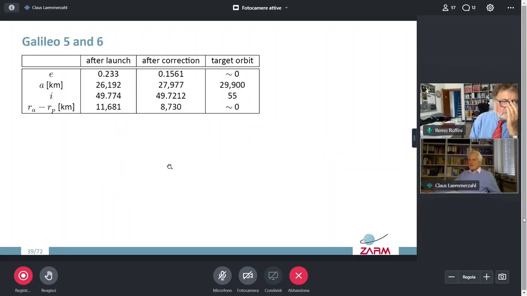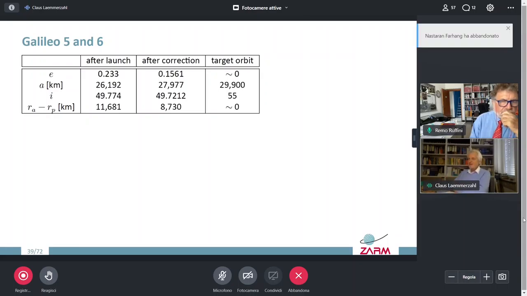Now, in 2014 there was the launch of Galileo 5 and 6, the two regularly operating Galileo satellites, at least according to the plan, but there was a malfunction of the upper stage of the Soyuz rocket, and they were launched into an eccentric orbit with 0.2 eccentricity. So daily we had a height difference of 11,600 kilometers, but they went through the Van Allen belt, so they used the rest of the fuel for a correction, and after the correction they had an eccentricity of 0.116. But this still means that two times a day you have a height difference of 8,730 kilometers. This is almost 10,000 kilometers, and taking into account that they have atomic clocks with them, that means every day you have two times a GP-A experiment.